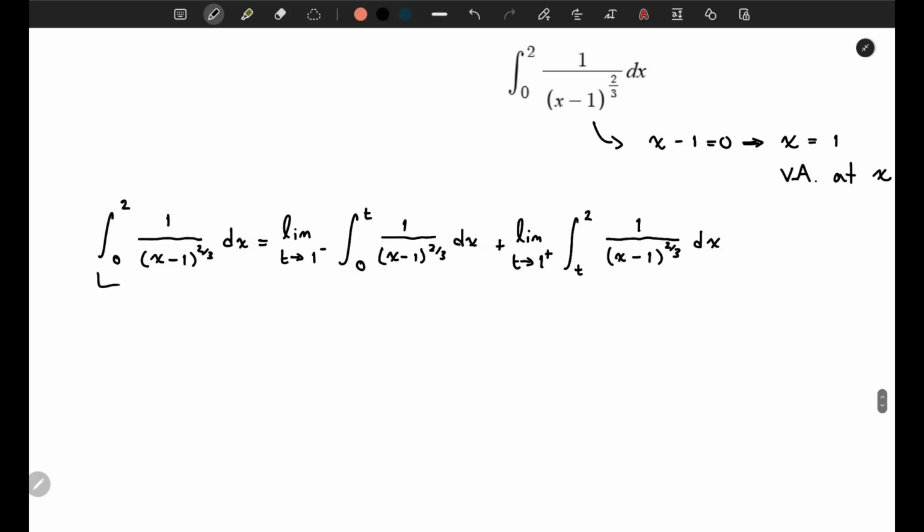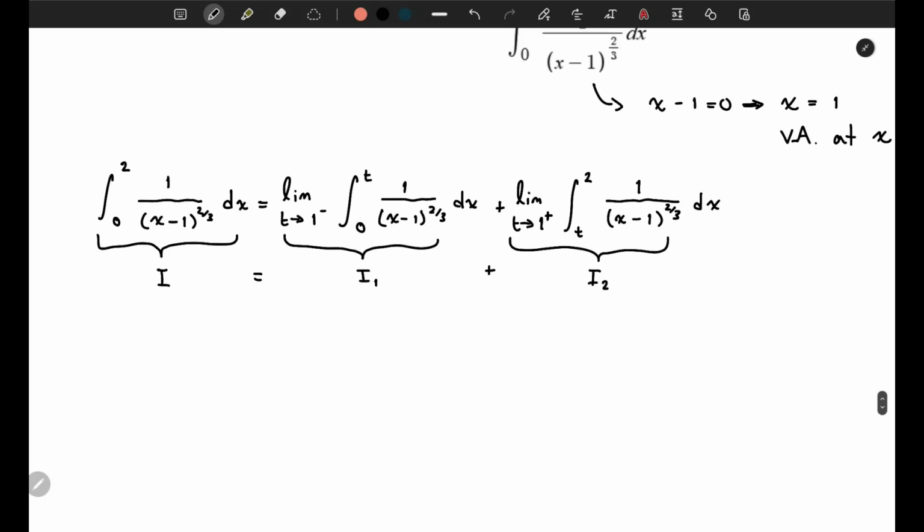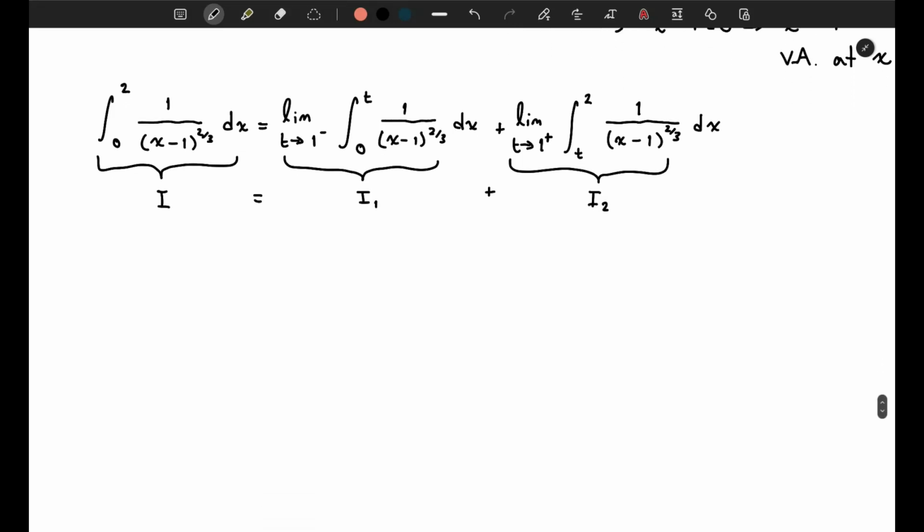Now, this is going to be our I, and it is equal to this, which is our I1, plus this, which is our I2. What we want to do is solve at least one of these to see whether or not we get a finite value. If we do get a finite value, we'll know that it converges. If we get anything else, it means that it is divergent. So let's go ahead and solve I1.